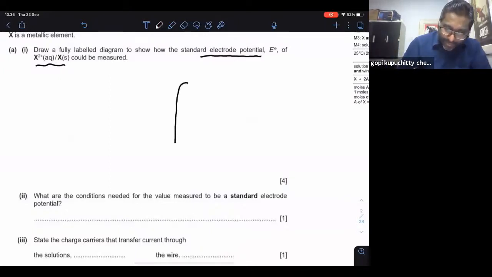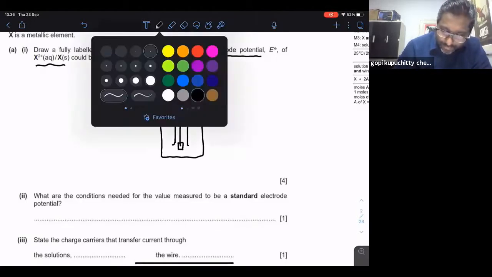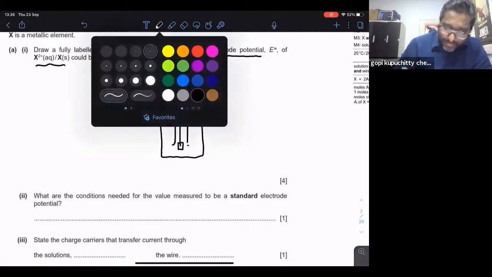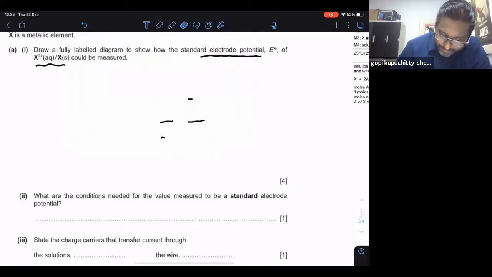So you make sure you draw a tube like this, a glass tube, and then you put the platinum wire. Platinum will be there. And then you have the beaker, and then you have the solution. And then maybe here there will be some hole over there, but it's not so important, but I will still put it over there. And make sure that it's going to be maybe something like this.